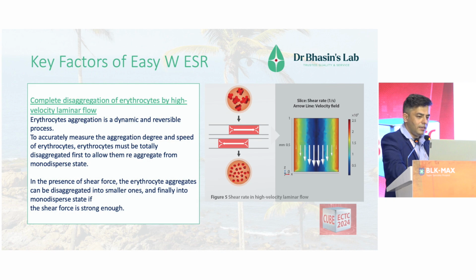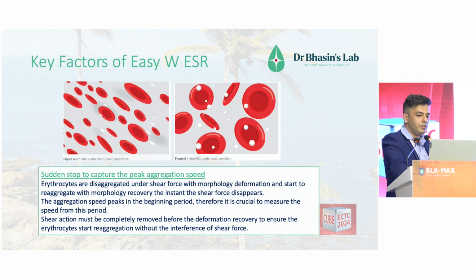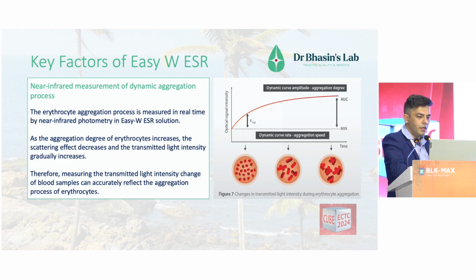For this, they have created a complete disaggregation of erythrocytes by high velocity laminar airflow, which is putting red cells under shear pressure, where it disintegrates any previous aggregation which may have happened in the samples. After that, it suddenly stops to capture the peak aggregation speed, so that the cells come to normal morphology and start reaggregating. And that's where it takes the measurement of the aggregation happening.